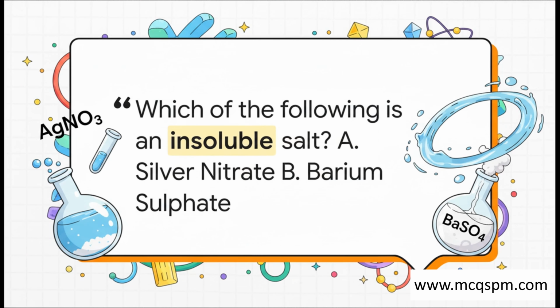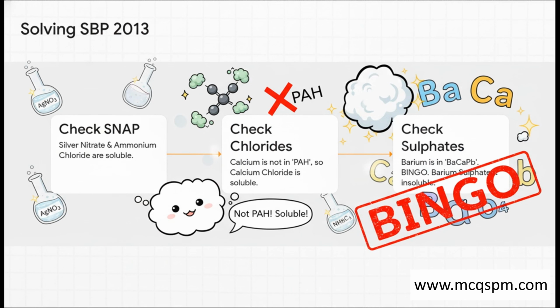This is from SBP 2013. It's a multiple choice question asking for just one insoluble salt. This is a very common format. Okay, let's run the system again. Option A, silver nitrate. N for nitrate is in SNAP, so it's soluble. Eliminated. Option C, ammonium chloride. A for ammonium is in SNAP, soluble. Eliminated. Now we're down to B and D.